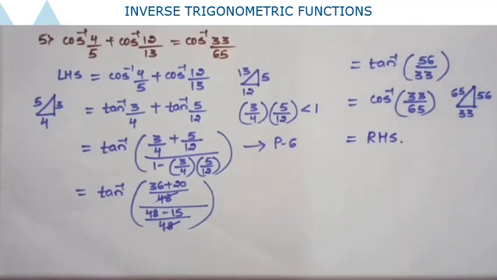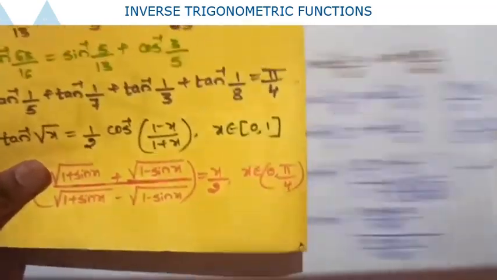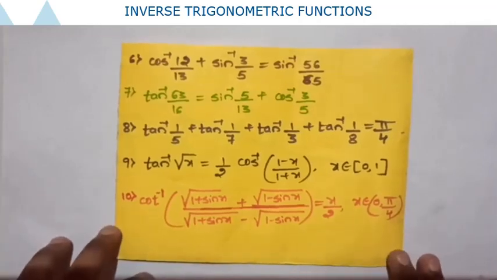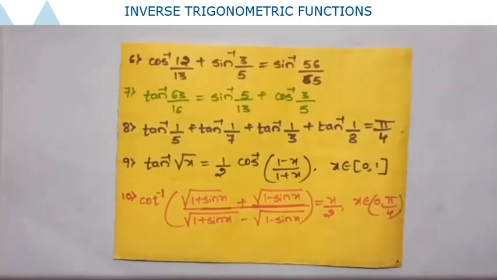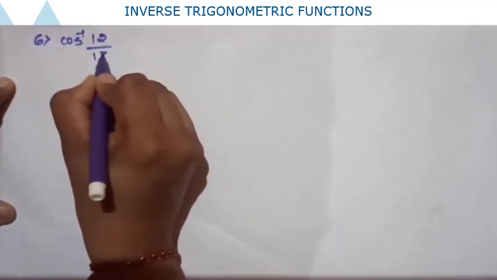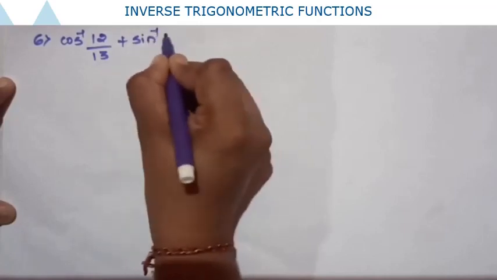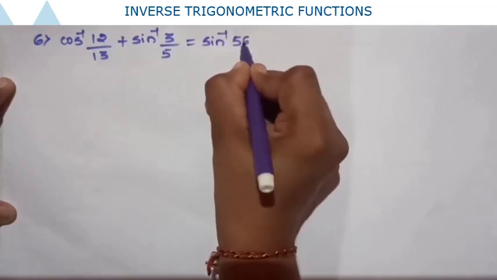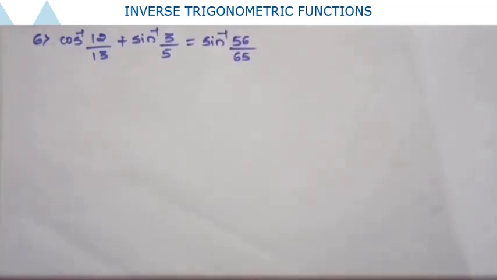The next example: prove that cos inverse 12 by 13 plus sin inverse 3 by 5 is equal to sin inverse 56 by 65. Okay, so what to prove here? Let me consider the sixth example. Prove that cos inverse 12 by 13 plus sin inverse 3 by 5 is equal to sin inverse 56 by 65. Okay, to prove this one, let me consider the LHS side.